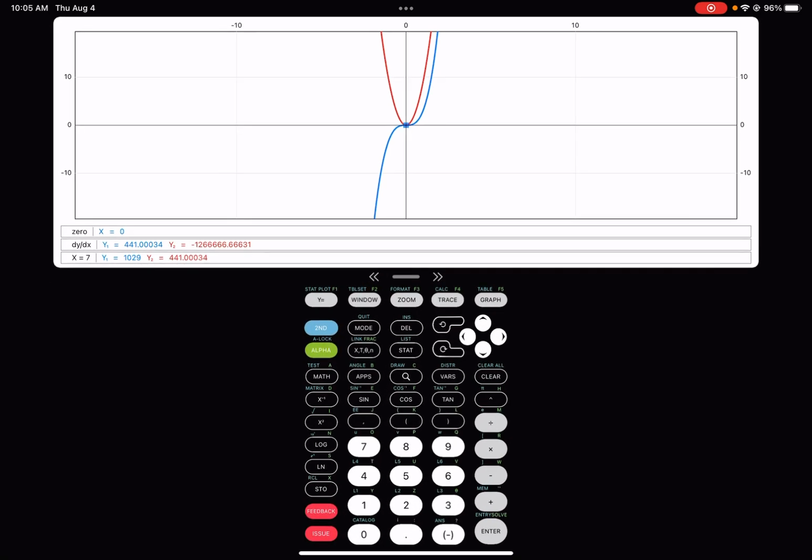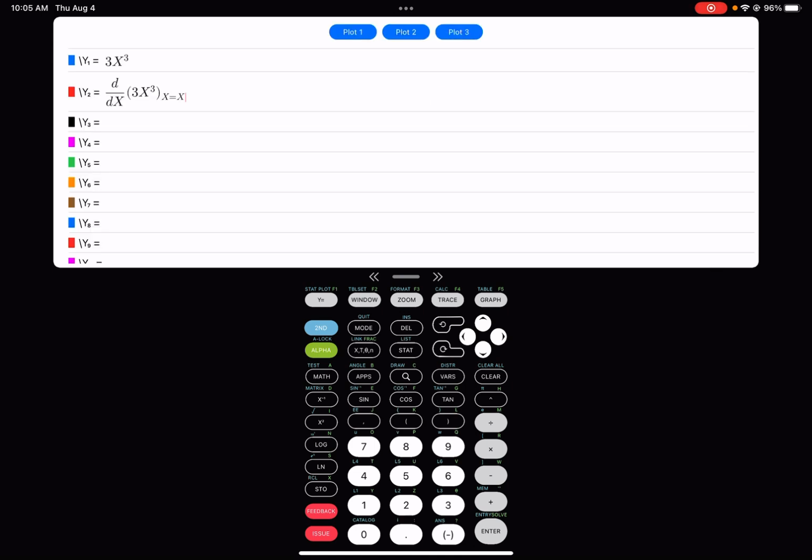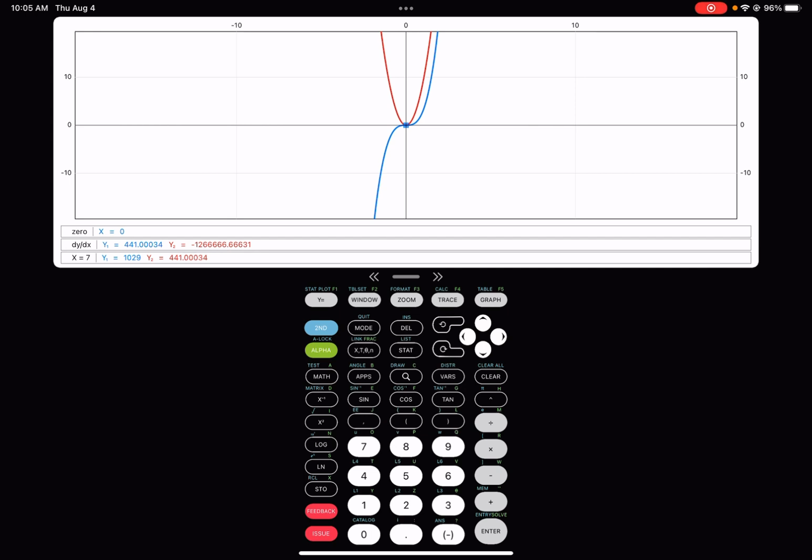The derivative is in red, which kind of makes sense, right? If I were to use my shortcut and take the derivative of 3x cubed, isn't that 9x squared? So I should have a parabola, right? Well, there's your parabola right there.